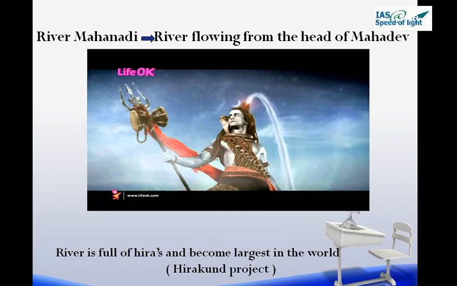Let's go to another river. River Mahanadi is the river which is flowing from the head of Mahadev. From Maha it becomes Mahadev, and Mahanadi, Nadi is river, so a river flowing from the head of Mahadev. You can see this picture of Lord Mahadev, and this is the river which is flowing out of Mahadev, so it is Mahanadi. As it is flowing out from the head of Mahadev, Lord Shiva, this river is full of heera or diamonds, and it becomes the largest in the world. So can you see here the river flowing out from the head of Lord Shiva, and so many diamonds there.